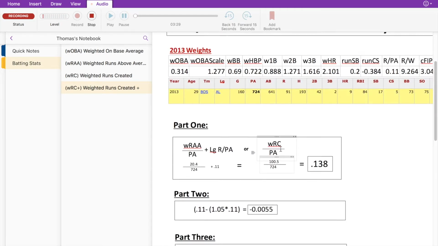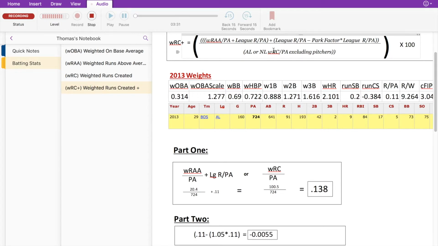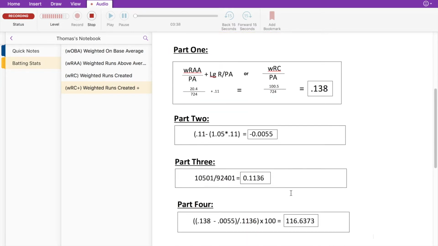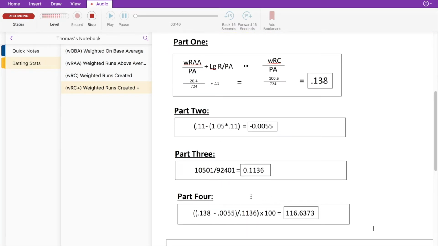We divide the weighted runs created over the AL/NL, obviously using the AL for Dustin Pedroia, and divide by plate appearances, which is what this part is. In part 4, we put it all together, and we get this number, 116.6373. So then here, we can say that he was 16% better than the rest of the league in terms of hitting for that season.